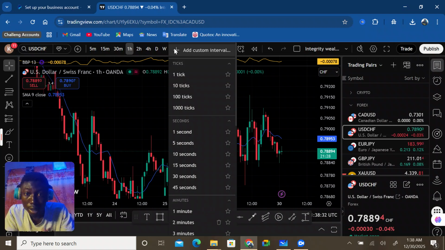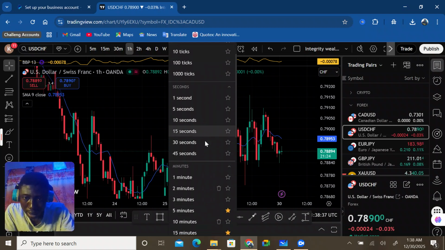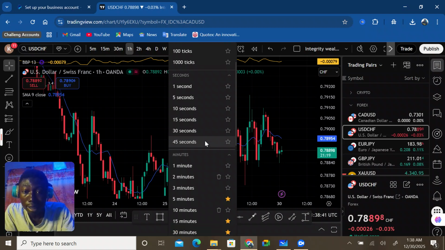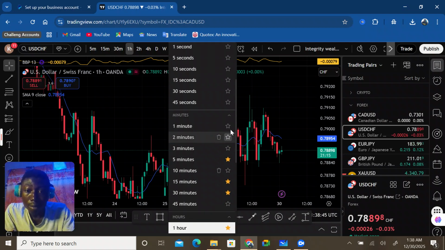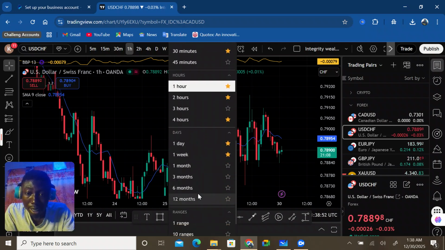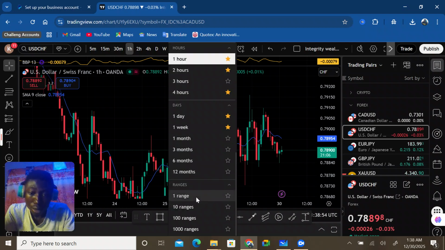So when you click here, you have 1 second, from tick to 1 second. People do trade on tick, people do trade on seconds, especially the scalpers. Some do trade with seconds. Now we have the minutes over here, 45 minutes, 30 minutes, 15 minutes. We have the hours, the days, week, months, and then we have ranges. Okay, this is how it is.